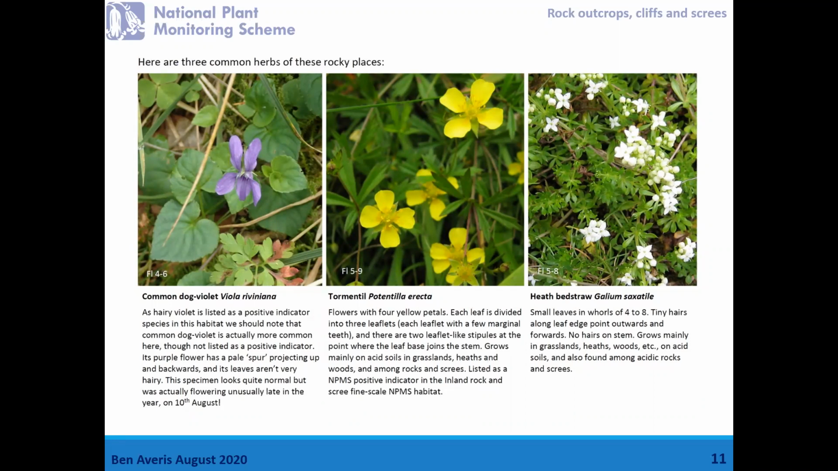Okay, these three species grow very commonly in a whole range of other habitats, as was the case with the ones on the previous page, but they can include very rocky places, hence their inclusion here. Common dog violet, very much about the commonest violet in Britain as a whole, and certainly up here in Scotland, because some of the other species are rather more southern.